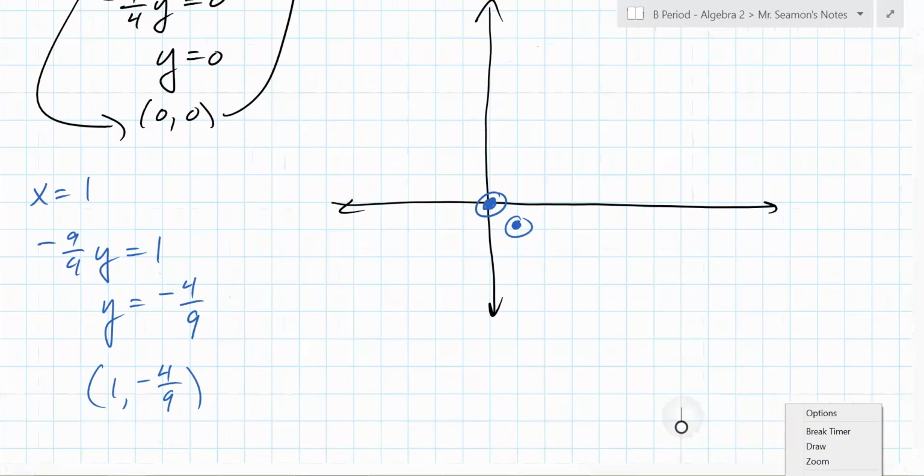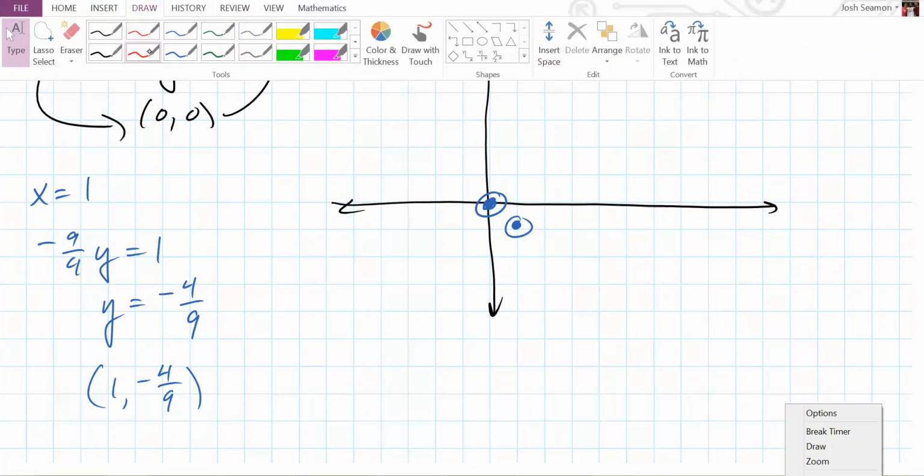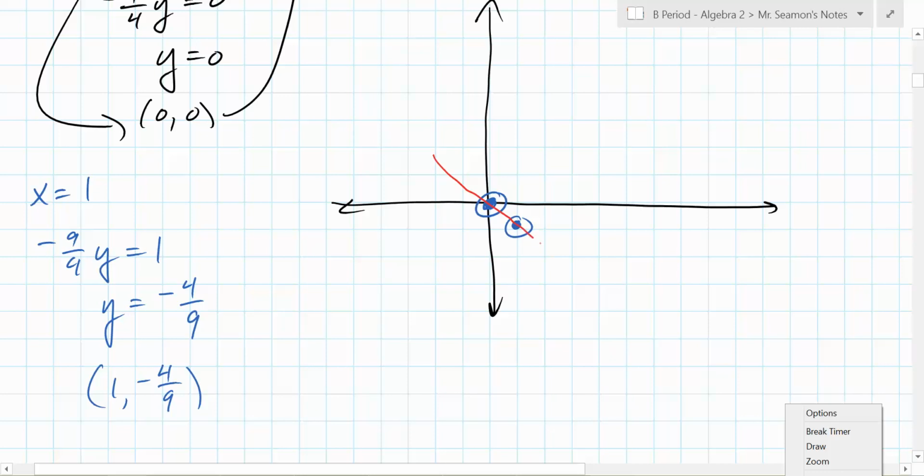So then what do you do with these 2 points? Connect them. There you go. Find 2 points and connect them. What point is that right there? That is 0, 0. What point is that right there? The origin. That is 1 comma negative 4/9. Right there.